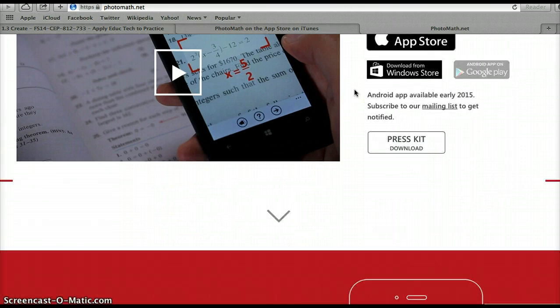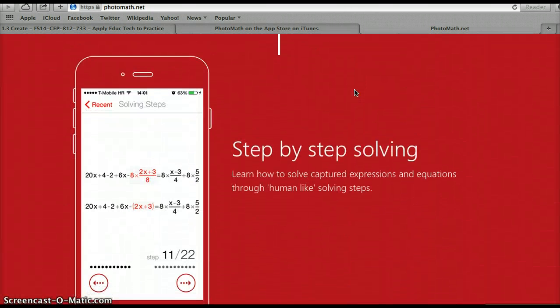But it won't only give you the answer, it'll also give you step-by-step ways to solve that problem. So when students are stuck, they can take a picture of it and see the step-by-step process. Students will be able to use this app in class and at home. They'll be able to use it to check their answers and to check that they're solving it the correct way.